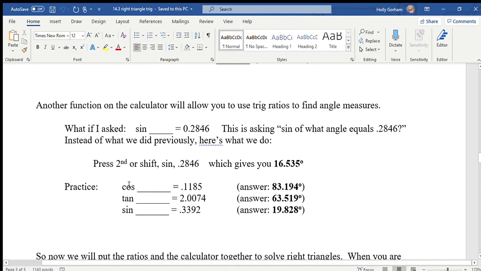You can try these as well. You're going to press second cosine, second tangent, second sine, and these are the answers that you should be getting over here. So you may want to pause so that you can take a moment to practice that.